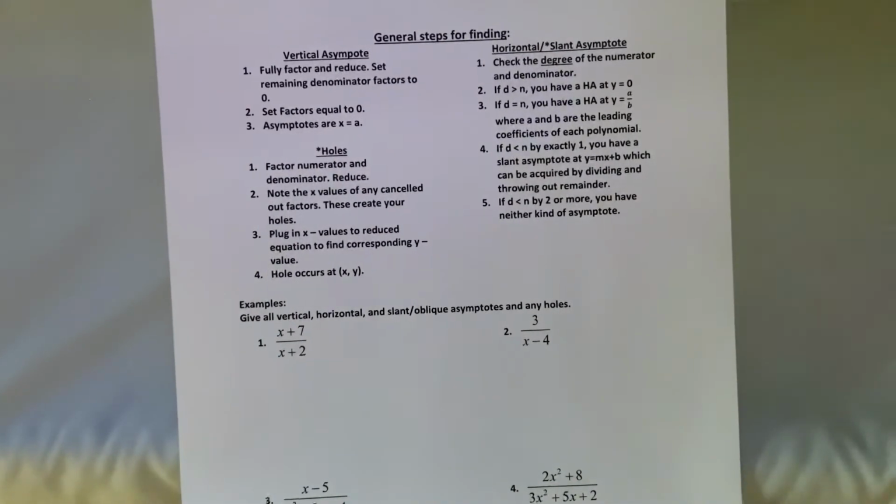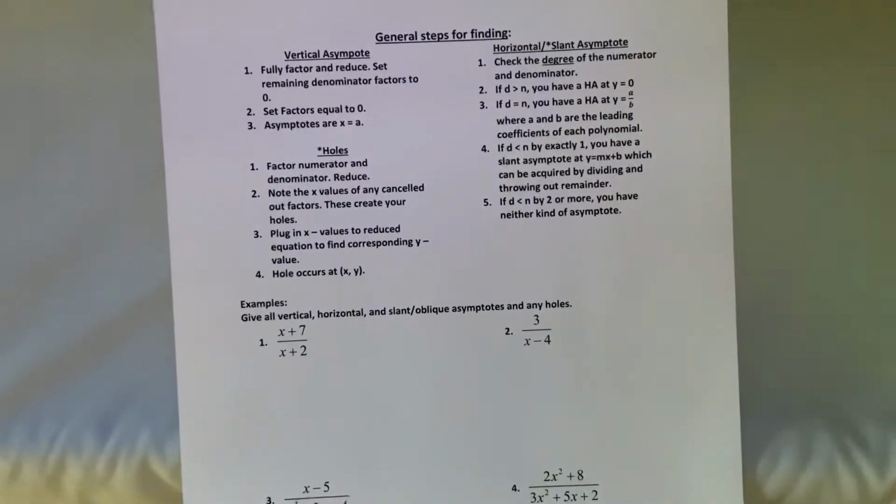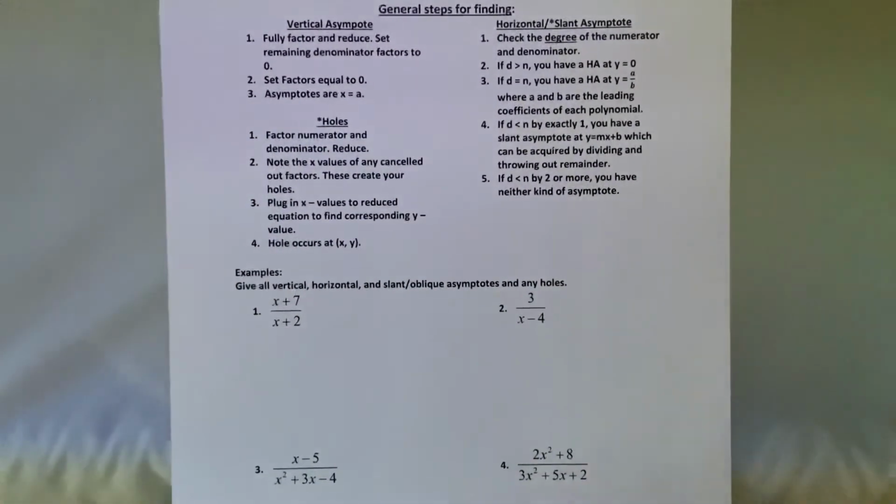For the horizontal asymptote, in order to have one, your denominator's degree, so the highest exponent you see, has to be bigger than or equal to the numerator's degree. If not, you would have no horizontal asymptote. If your denominator has a larger degree than the numerator, you have a horizontal asymptote at y equals 0. If they're equal, you have a horizontal asymptote at the ratio of the leading coefficients in front of those terms. And we'll see what that looks like in a problem in a second.